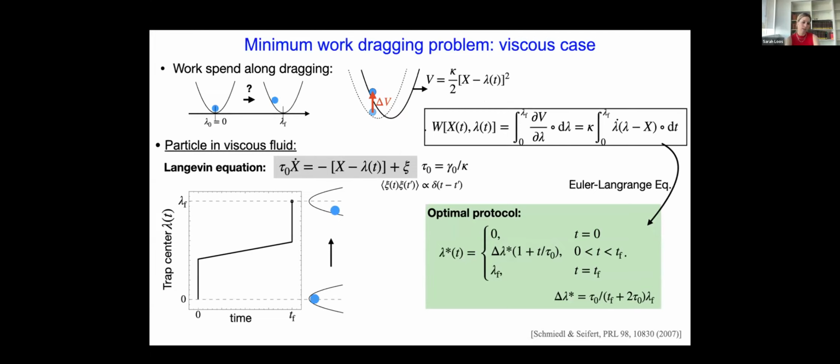So this is the trap center as a function of time. And as you see, again, the optimal solution has these characteristic jumps. So the optimal way of transporting is first quenching the trap, moving it really fast, then go slowly over time, and then moving fast again at the end.